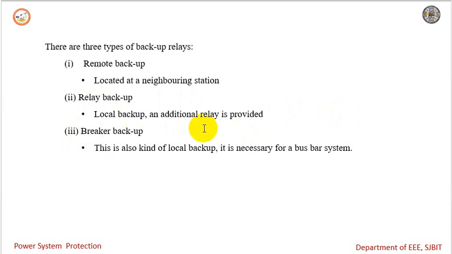And the third one is the breaker backup. This is also a kind of local backup, and this will be mainly used for bus bar protection.